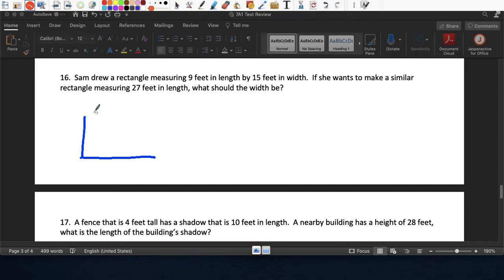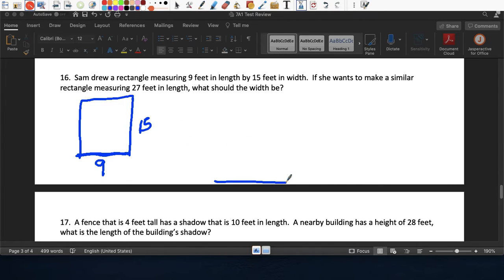So it's 9, and again, definitely don't look at my picture. It's a 9 by 15 in width. She wants to make a similar rectangle. Let me just do this in the drawing. So it's a 9 and 15 rectangle, right? 9 in length and the width is 15. So she wants to draw another rectangle, keep it similar. So in here, she's using 27 feet as her length. She's asking you, help her figure out what that side should be for the width.